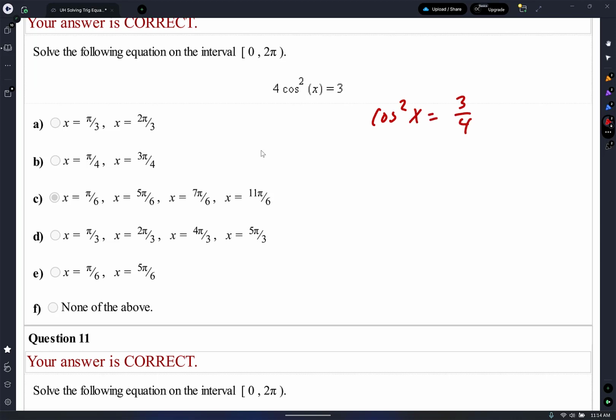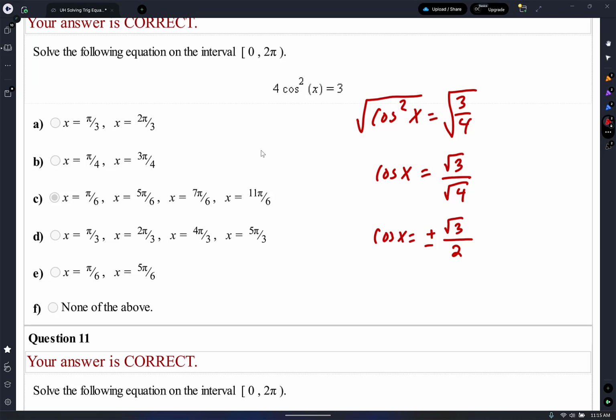And then how do I get rid of that square? Square root. So now I have cosine x, and then use your law of exponents. That means square root of 3 over square root of 4. So then I'm going to write cosine x equals, and then the square root of 3, leave it alone. And the square root of 4 is 2.